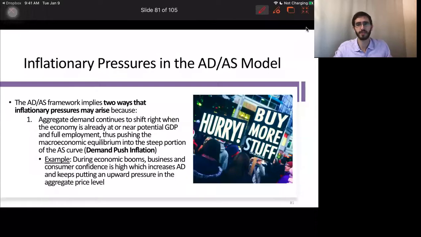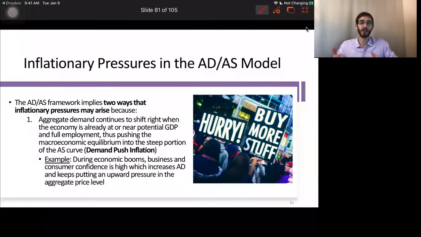So high inflation, are we growing too fast? Something to think about. Okay, but what types of inflation can arise in this case? Two types we're going to talk about: demand push inflation and cost pull inflation. So it's going to be one based on the aggregate demand and one based on the aggregate supply, the short run aggregate supply.